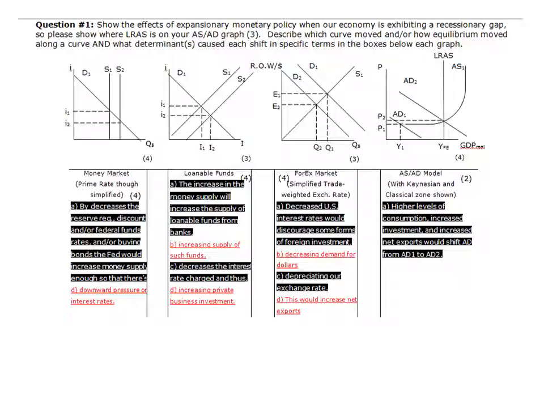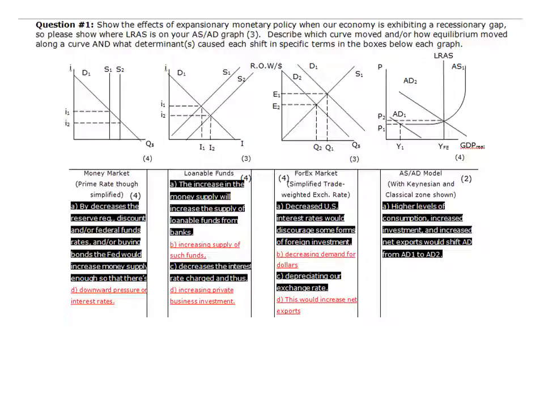In the money market, we have the price of money, which is the interest rate, noted by lowercase i on the y-axis. And we have the quantity of money in supply, or available and demanded, noted on the x-axis by Q sub $.